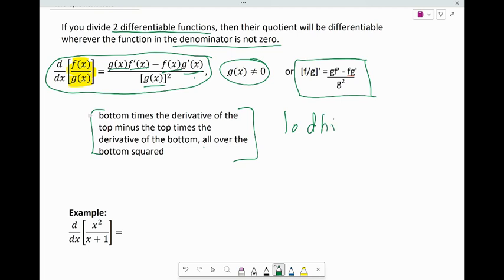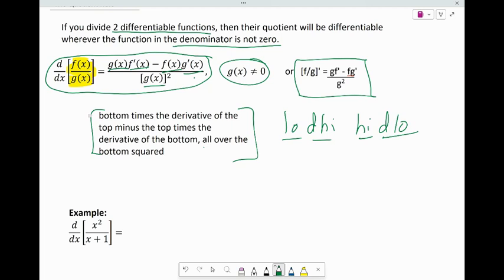Low d high, high d low. Low meaning bottom, high meaning top. D high means the derivative of the top, high being top, low being bottom. D low means the derivative of the bottom. Now you still have to remember the minus, and you still have to remember the bottom squared, but that's something that stuck with me as a way to remember how to get started.